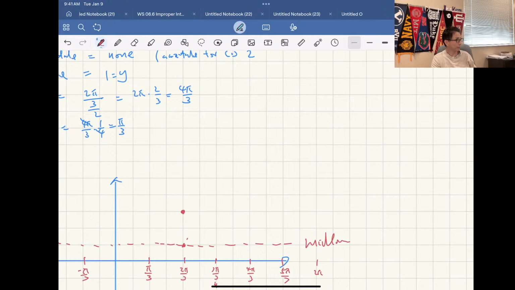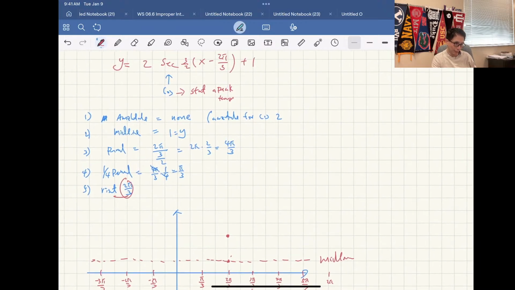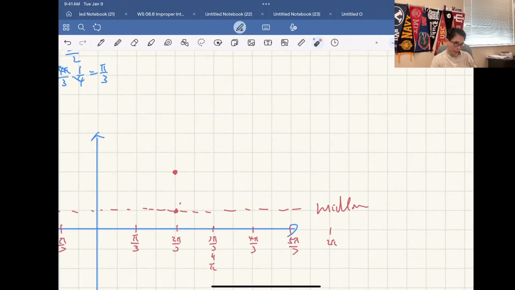Yes. What about the right and left? I go right 2 pi over 3. So I go here. I didn't start at 0, right? I start with 2 pi over 3 to the right. And then since it's a cosine, I start at this particular point. Okay. Am I going too fast? So that's my first point.